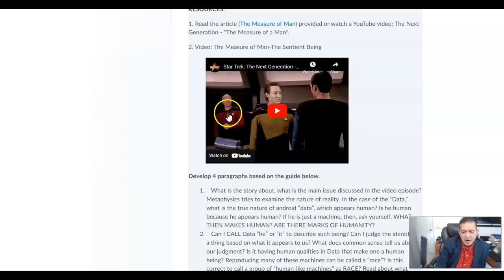Now, this is Picard. Picard was the one who defended Data. Okay. This is Maddox, who wanted Data to be dismantled. Maddox is a computer and robotic engineer who has been working with robotics. And of all the robots, he was so impressed with Data.